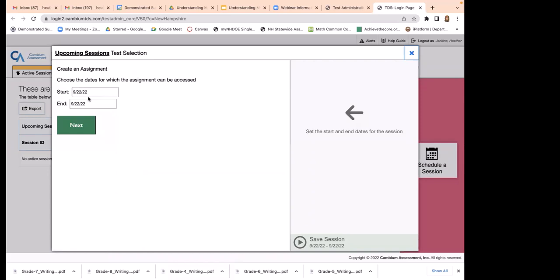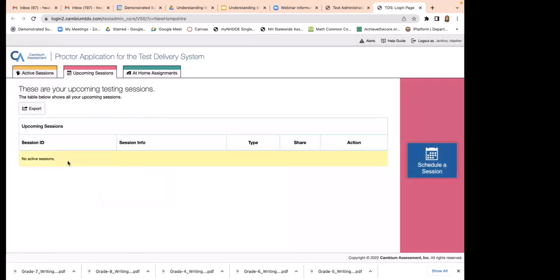The biggest thing that I see with folks when they are doing an upcoming session is, if I start and I said that this was the 23rd, and I say I'm going to go through the 30th, I'm giving myself a week, and I click next and I choose which modular I want, what will happen is this will show up in the section here that says upcoming sessions.